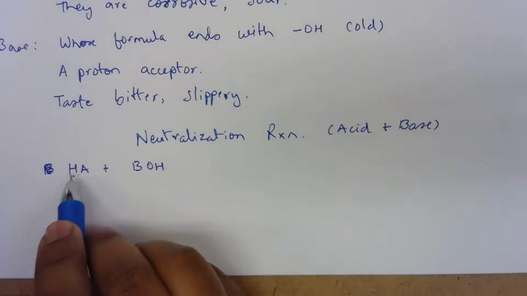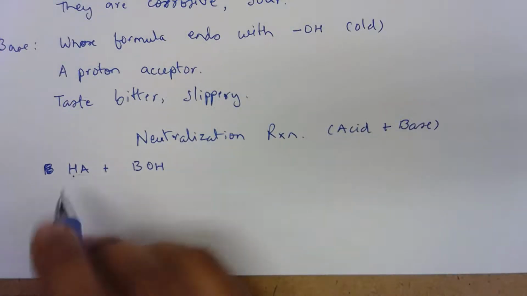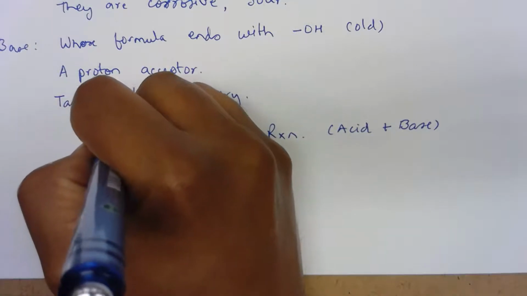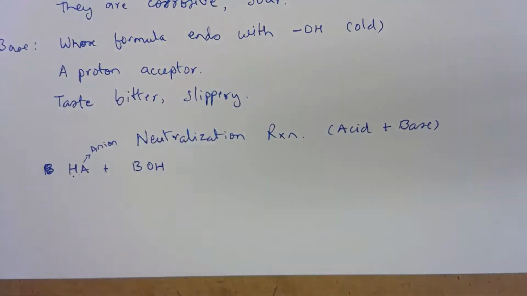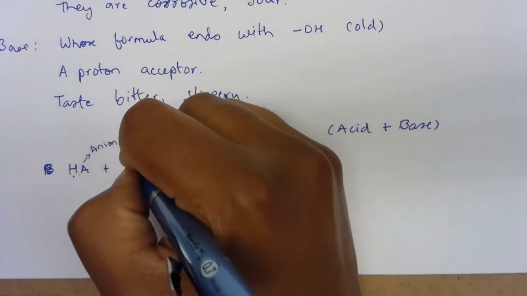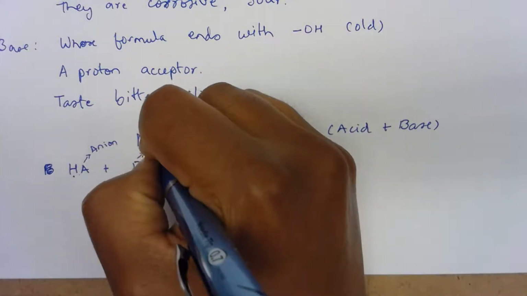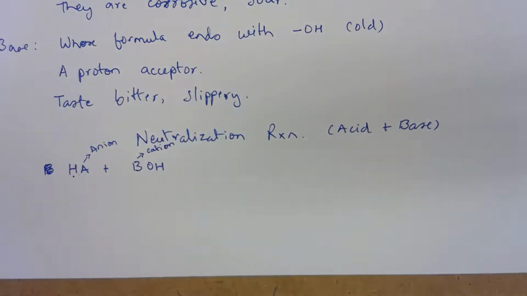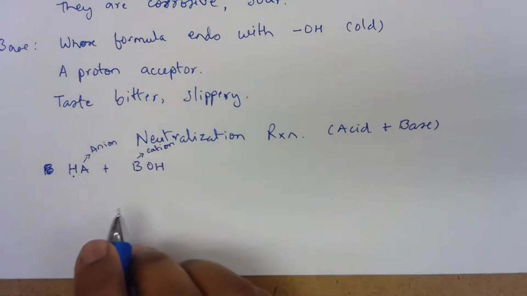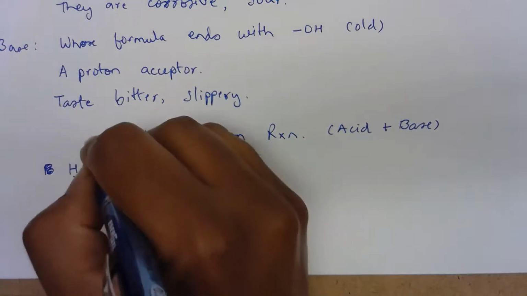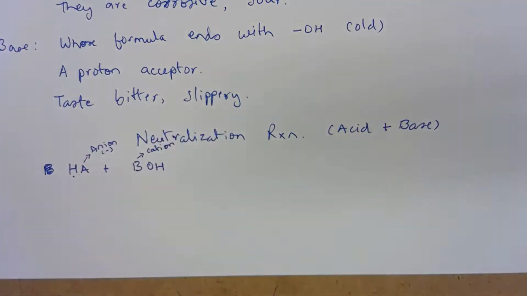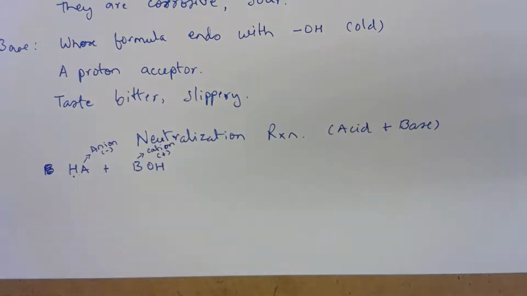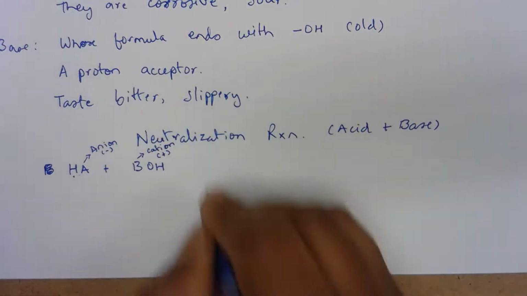This H is the hydrogen atom, and A is the anion. This B is the cation. And then this OH is the hydroxide. Okay? We know that anions have a negative charge, and we know that cations have a positive charge.